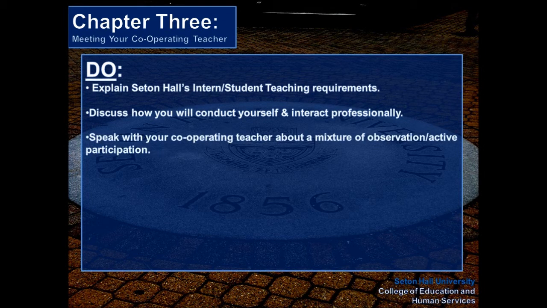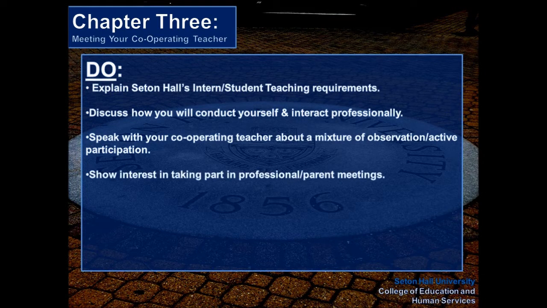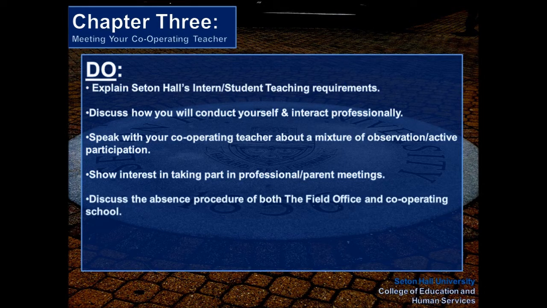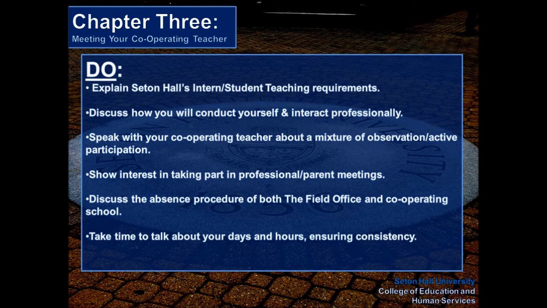Speak with your cooperating teacher about a mixture of observation and active participation. Show interest in taking part in professional or parent meetings. Discuss the absence procedure of both the field office and cooperating school. And finally, take time to talk about your days and hours, ensuring consistency.